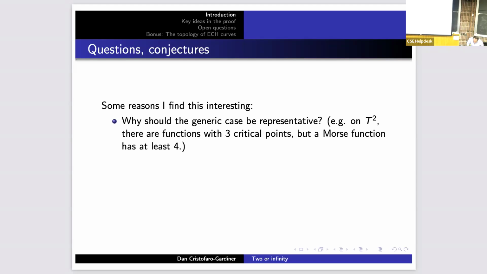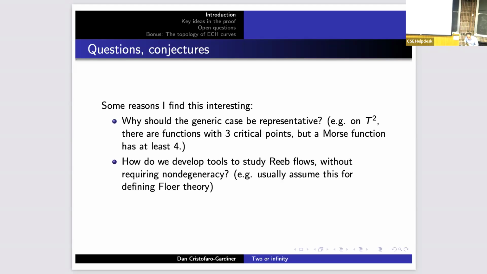So that was always interesting to me. Another question is just how do we even study this question? So it's come up several times already in the workshop. Normally, one just assumes that something is non-degenerate, and then you have something like Morse theory. You have a lot of tools in that case.